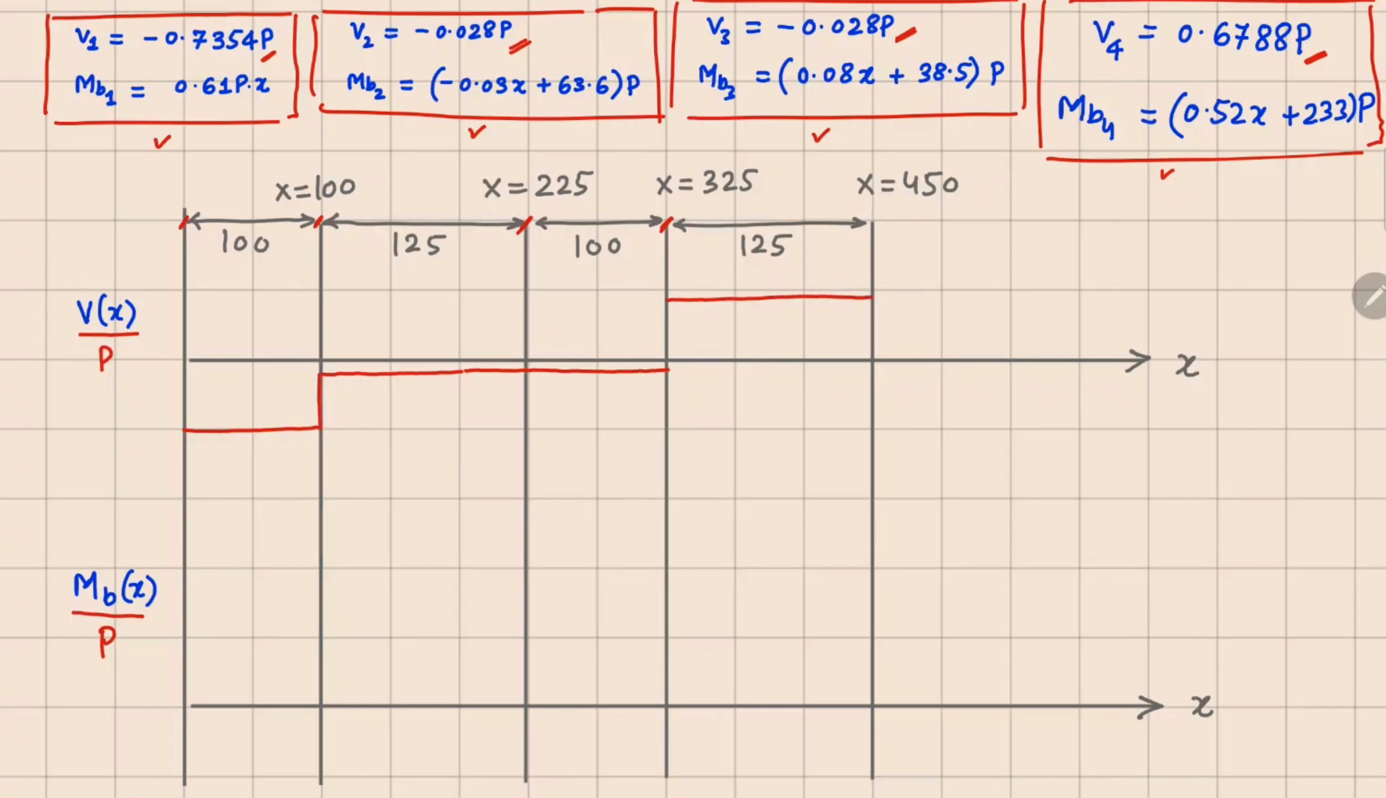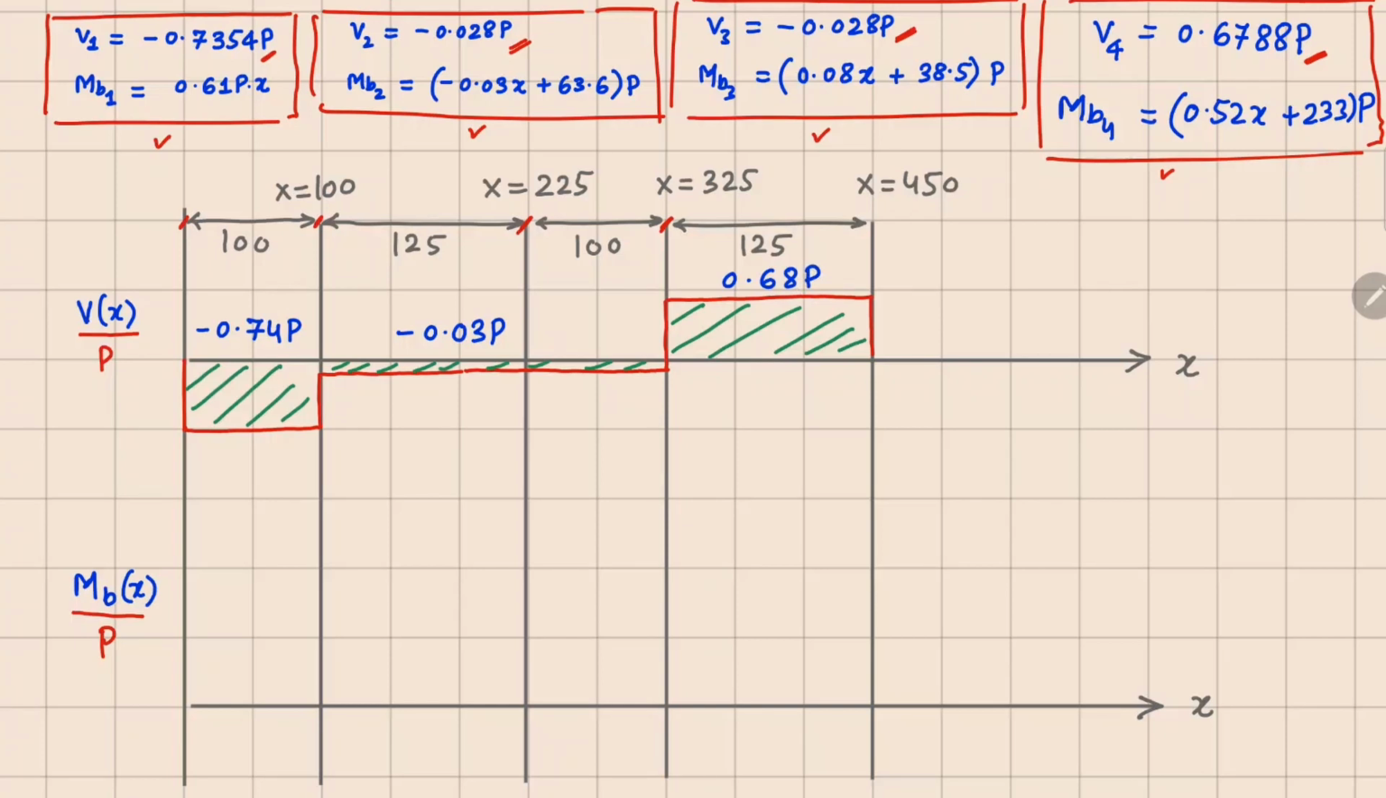So I can combine all the boundaries here. So this is the value of your transverse force along the length of the bone with the muscle forces. In terms of values, this is minus 0.74p, this is 0.03p approximately, this is 0.68p. So this is your shear force.